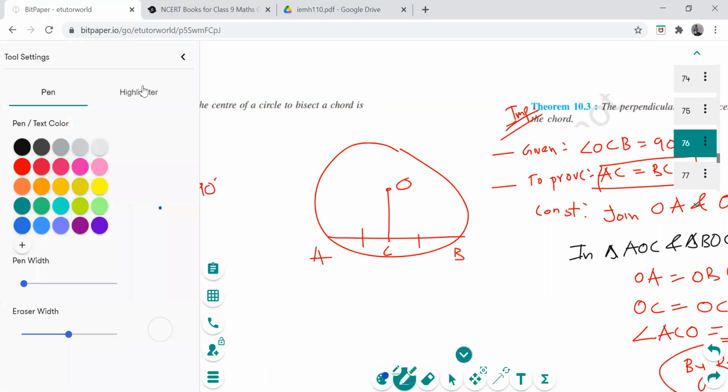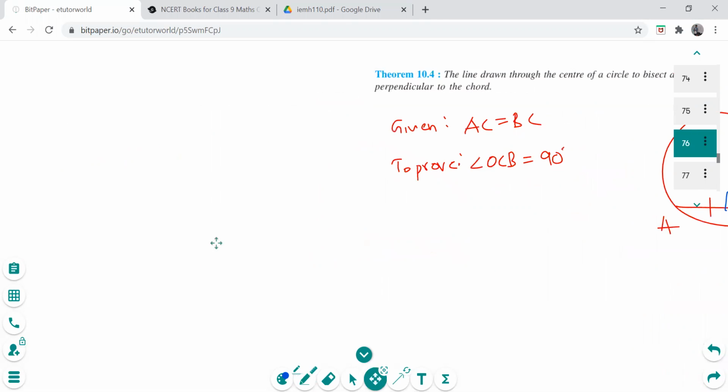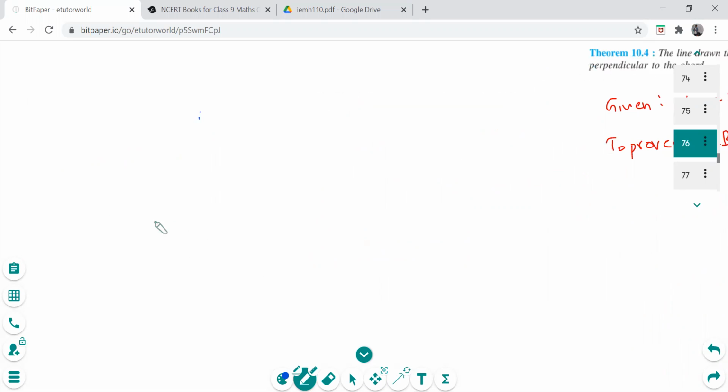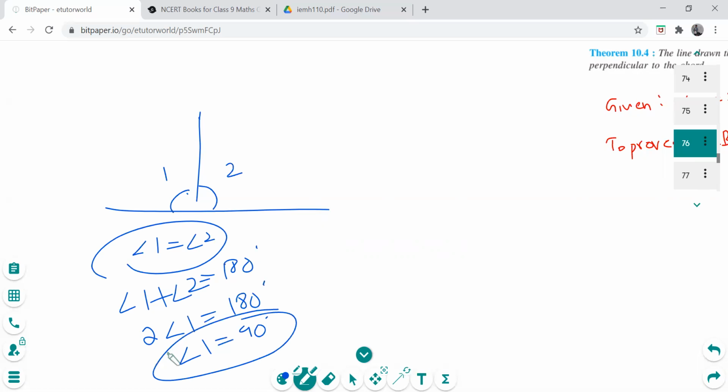Let me take a different color for the proving part, because last time you people were taking it in the given part. Before coming to the proof, whenever you have to prove that two angles are 90 degrees, first of all you make them equal. That's the criterion in maths. Why? Because if you make them equal and use the linear pair, it becomes twice of angle 1, and angle 1 gets 90, and that's what we want, right? So before proving 90, we need to prove that these two angles are equal. And we can prove that once we have shown that these two triangles are congruent, right?